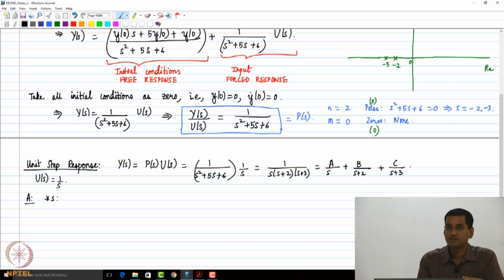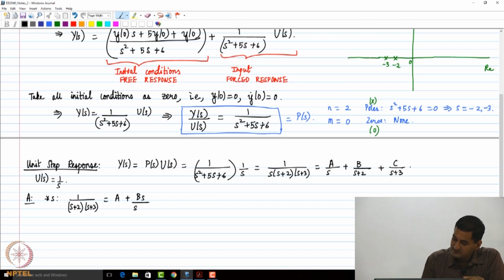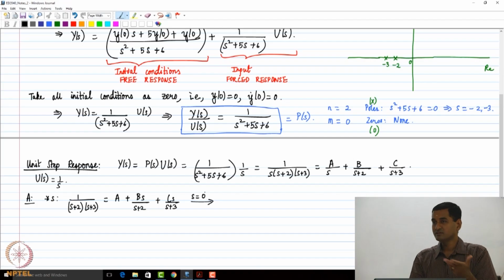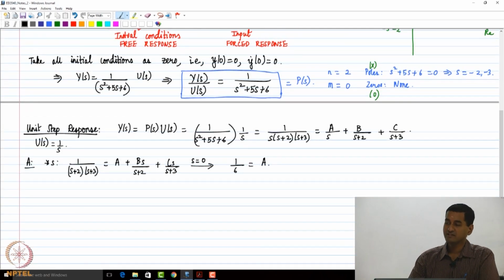The factor which is in the denominator for that particular residue, right? So if I do that, what's going to happen? I'm going to get 1 divided by s plus 2 times s plus 3. That's going to be A plus Bs divided by s plus 2 plus Cs divided by s plus 3, and here I substitute the root of the denominator polynomial corresponding to that residue. The denominator polynomial was just s, the root is 0, right? So if I substitute s equals 0, I just get 1 by 6 equals A, correct? So the value of A is 1 by 6.